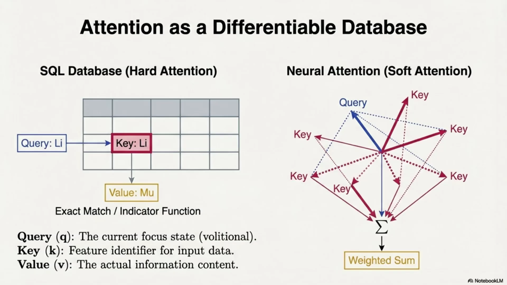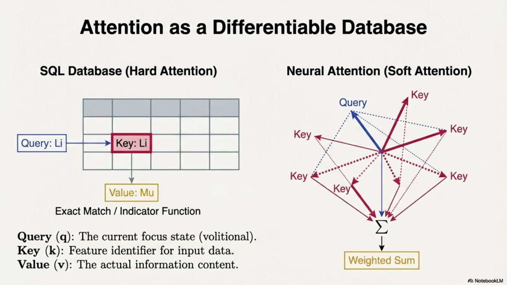You send a query, and instead of just one answer, it looks at all the available keys, figures out how relevant each one is, and then gives you back a weighted sum, a blend of all the values. It's not just one piece of info. It's this rich cocktail of all the most relevant stuff.